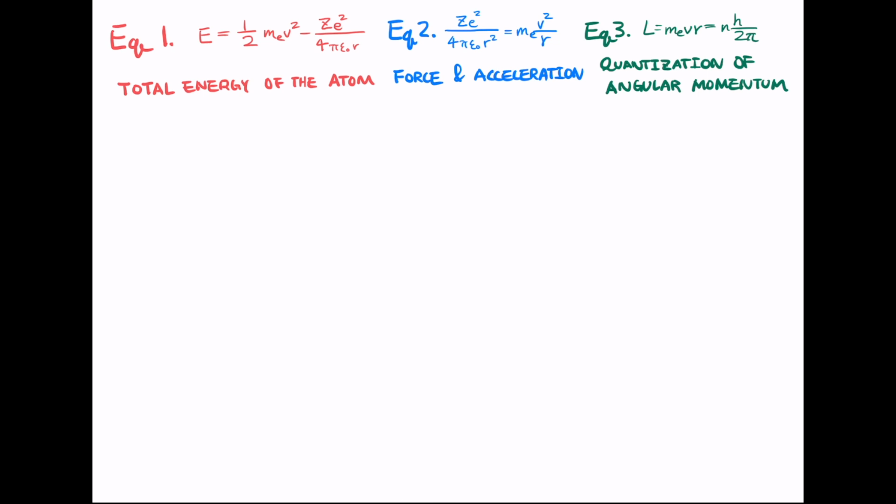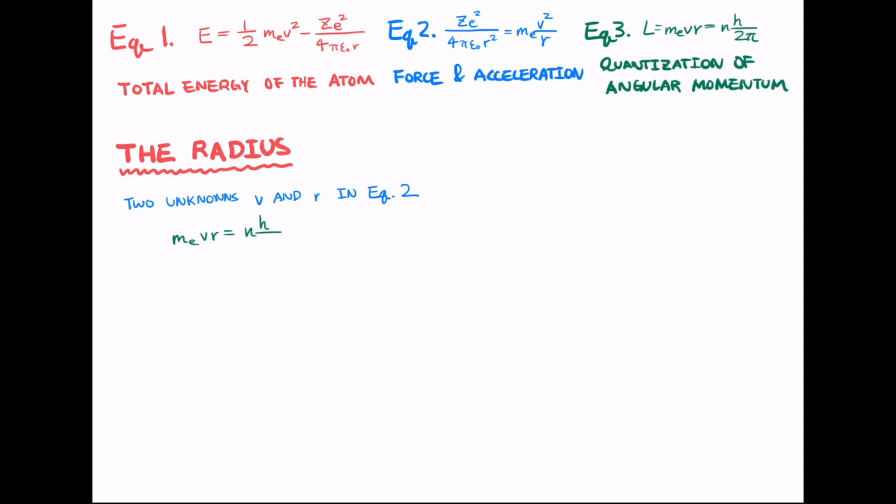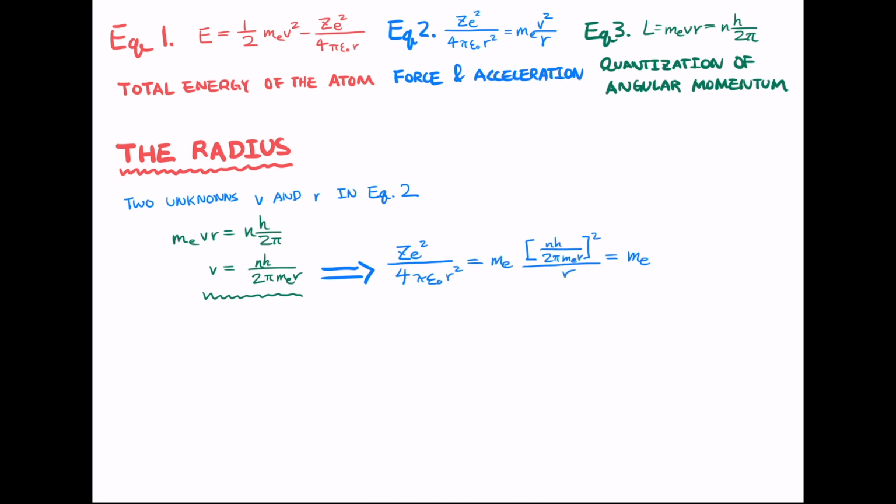Now, Bohr had all the equations he needed in order to find out the properties of the discrete orbits of the electrons. The first property he could find was the radius of each orbit. In equation 2, there are two unknowns, v and r. Using equation 3, he described the velocity of the electron in terms of the radius of the orbit. He substituted the velocity in equation 2 with this expression, obtaining the following equation.